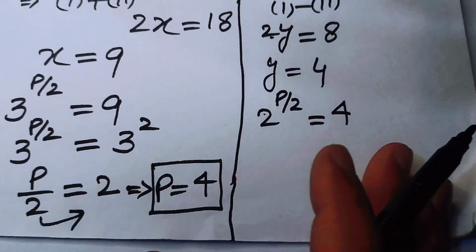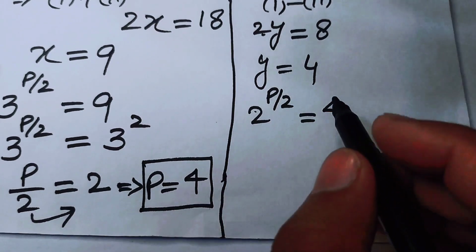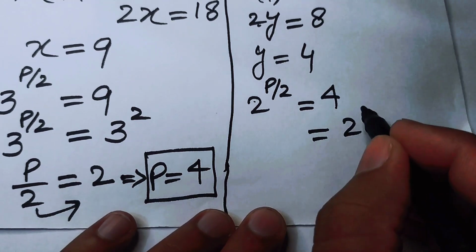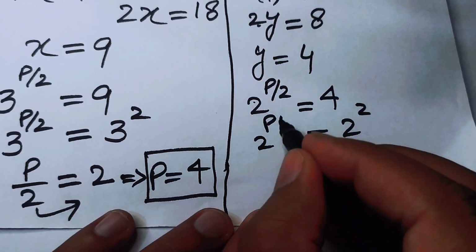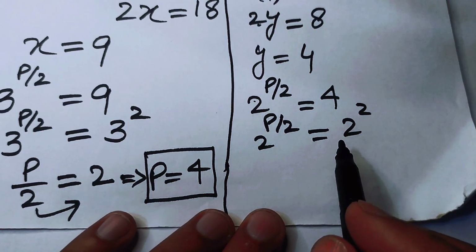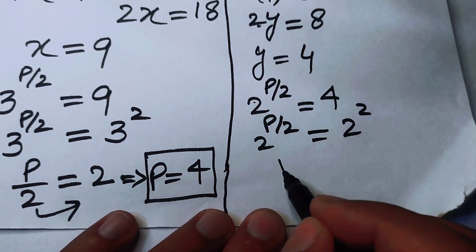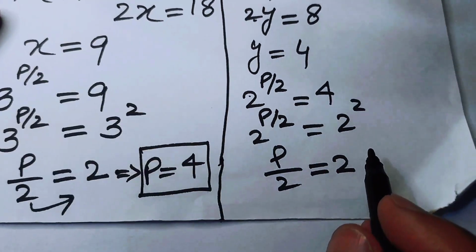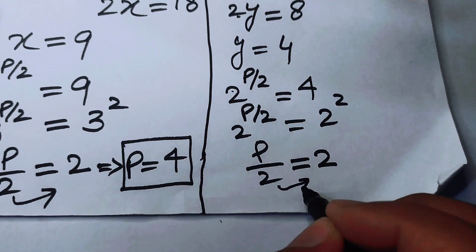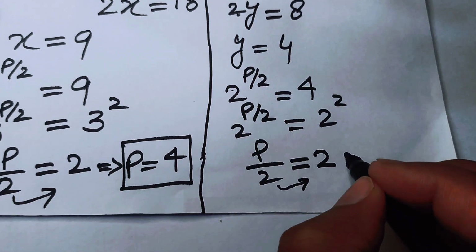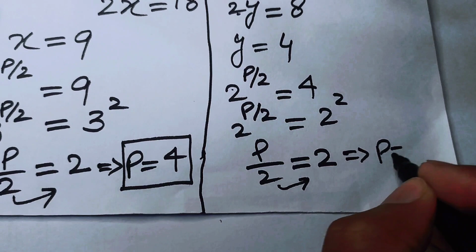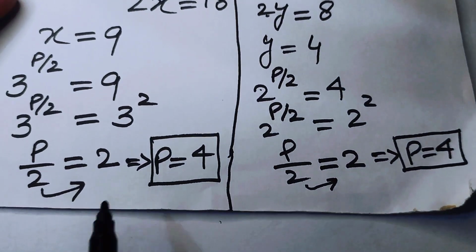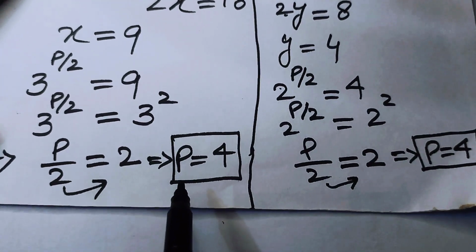So now we will solve the other case. In this case you have 4 and we will rewrite this 4 as 2 square. Similarly, again you focus on both of the sides. The bases on both of the sides are the same, so its exponents are equal to each other, and we get p over 2 is equal to 2. And here you again move this 2 to the right hand side and you get p is equal to 4. So here you have only one solution, which is p is equal to 4 in this question.